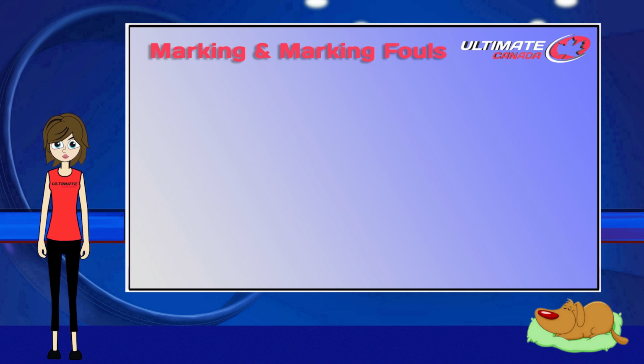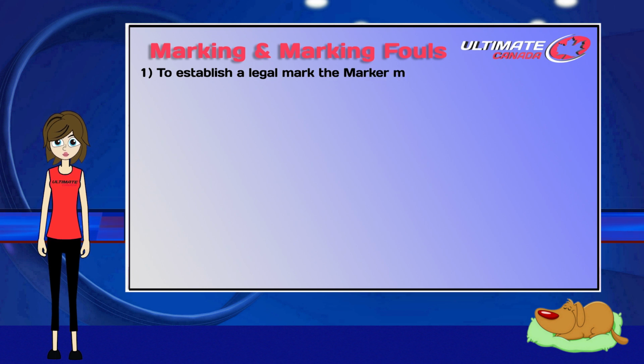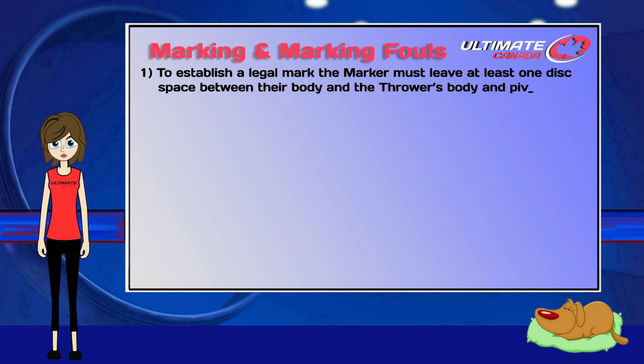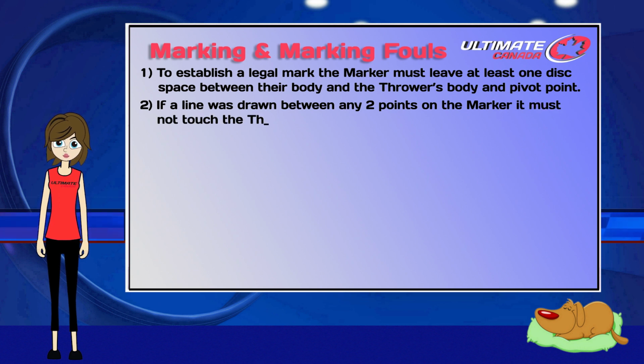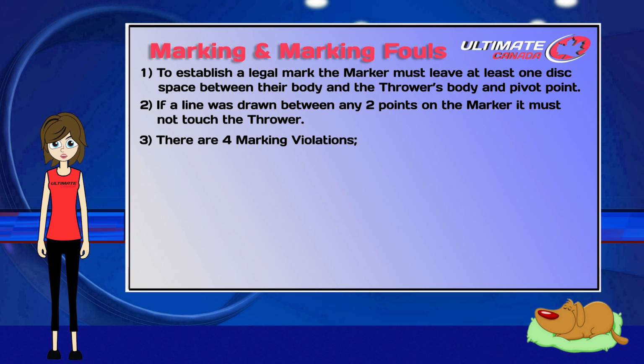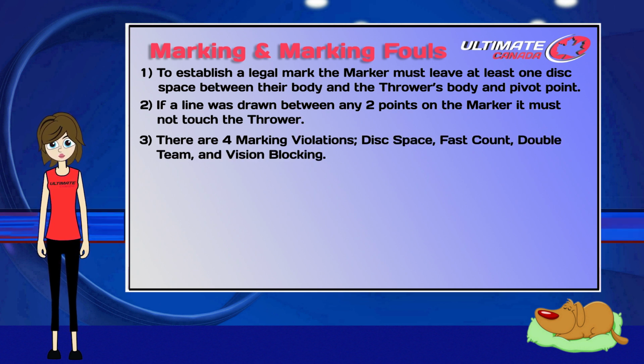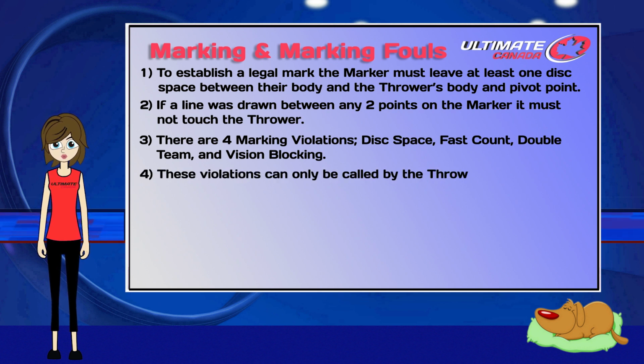So, in review, marking. 1. To establish a legal mark, the marker must leave at least one disc space between their body and the thrower's body and pivot point. 2. If a line was drawn between any 2 points on the marker, it must not touch the thrower. 3. There are 4 marking violations: disc space, fast count, double team, and vision blocking. 4. These violations can only be called by the thrower and play does not stop.